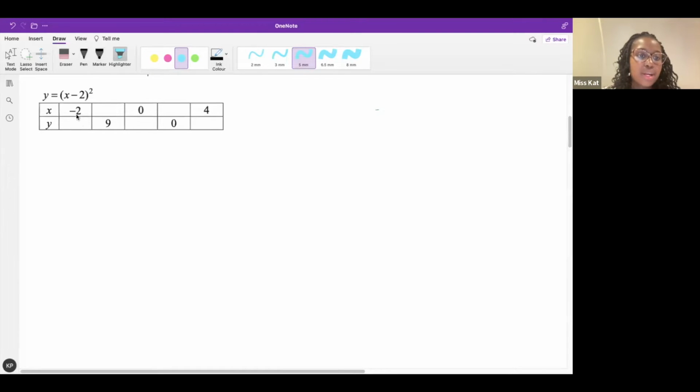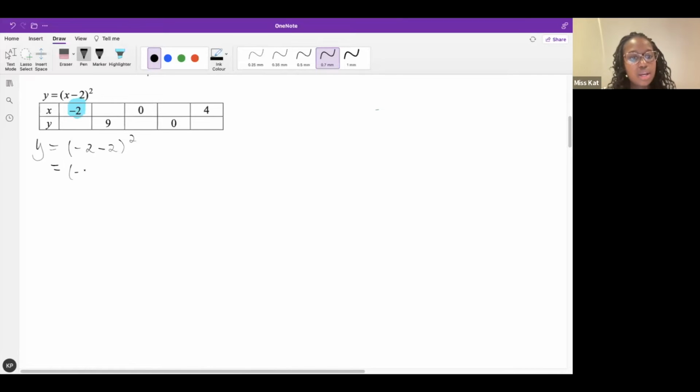Start with the -2. Do I substitute -2 where there's an X or where there is a Y? Does that negative go where there is an X or where there is a Y? Thank you, Jason. So Y equals -2 minus 2 squared. This gives me -4 squared. What's -4 squared? Thank you, Bradley. You wrote that down way before we even did anything.